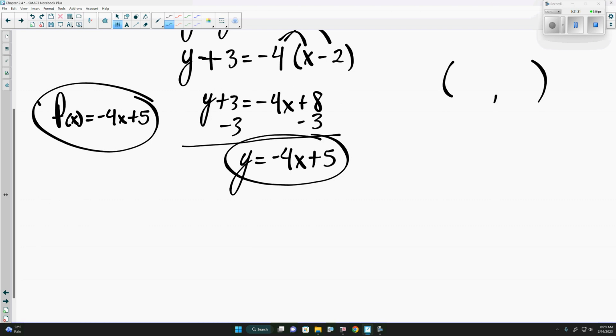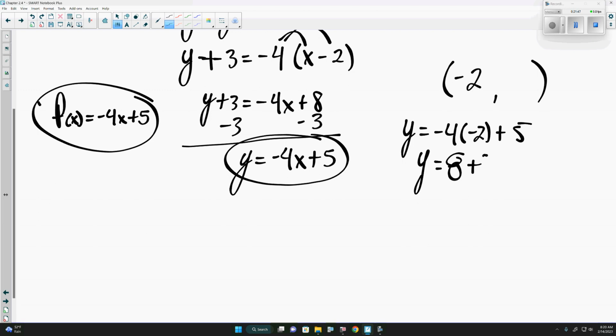Austin, give me a number for x. Doesn't matter what it is. Negative 2. So if I said x was negative 2 for this here, four times negative 2 is positive 8. Positive 8 plus 5 is 13. So for this problem here, you could plug in negative 2, 13, and it would say, yes, that's correct. It's a point on the line. It is a solution for this equation. That's it.